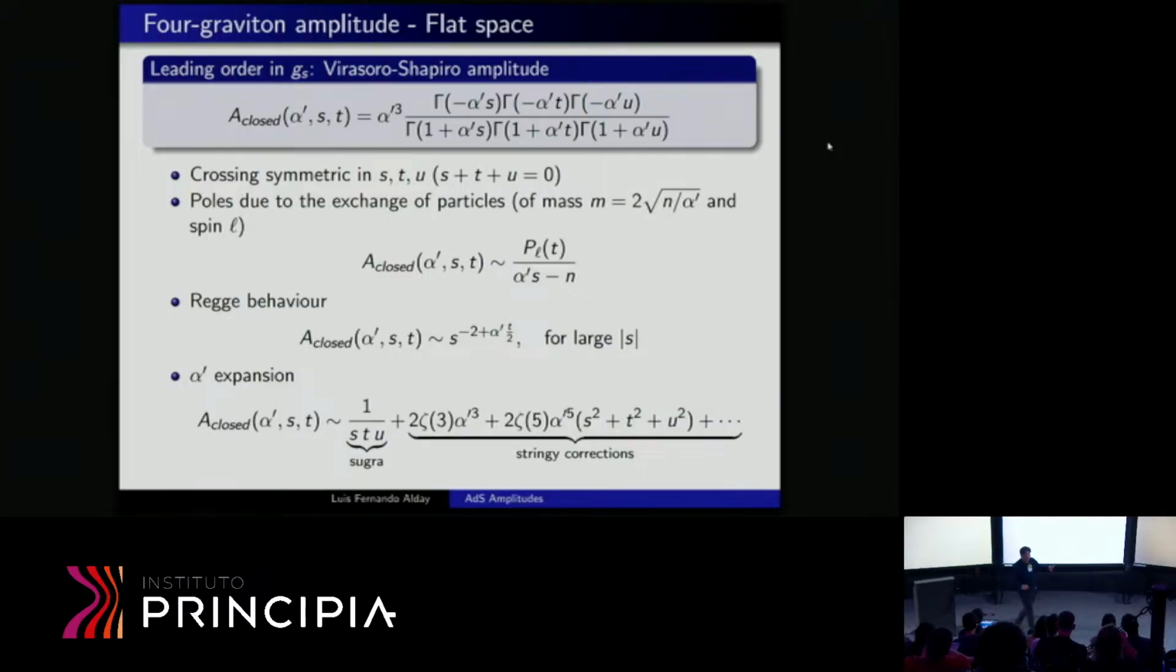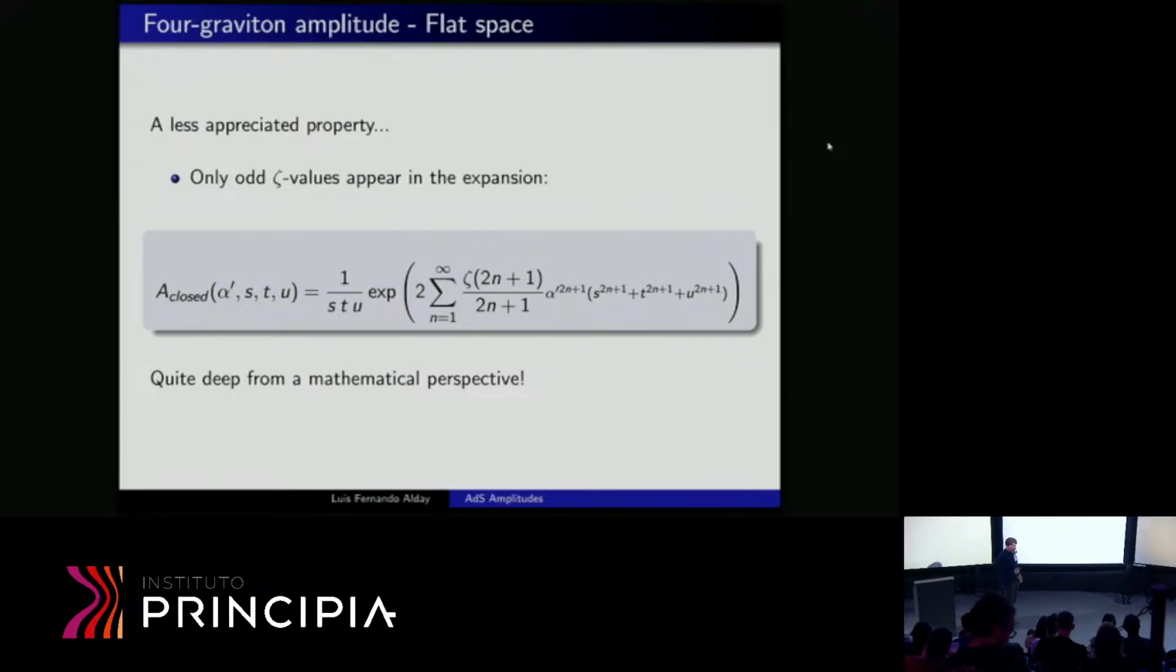Now, there is another property that has been appreciated only very recently, and it is that if you look at the zeta values here, you have this zeta 3, zeta 5, etc. And something that we can check is that only odd zeta values appear in the low energy expansion. This is actually very clear if you look at this representation, which is very easy to check. But this very simple fact, which is kind of trivial, is actually very deep from a mathematical perspective, okay? So in the next 10, 15 minutes, we will try to see why this is very cool from a mathematical perspective. Are there any questions before we explain that?